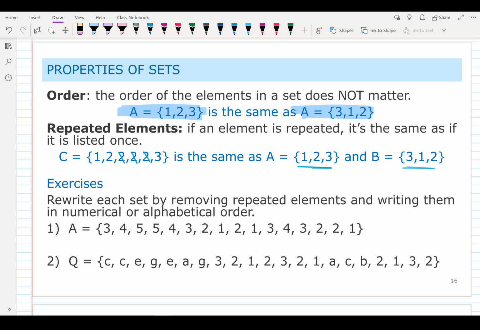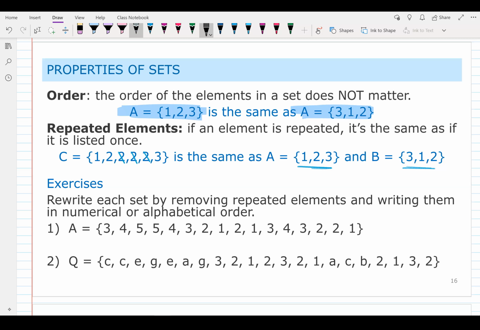So the first two exercises here are going to help us understand how this applies in a practical sense. It says, rewrite each set by removing the repeated elements and writing them in numerical or alphabetical order. So if they're numbers, we'll write them from smallest to biggest. If they're letters, we'll write it A to Z.